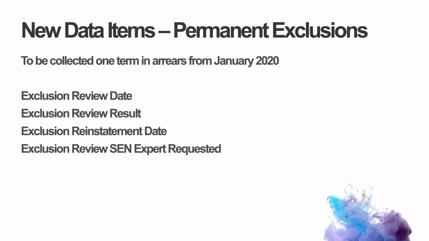New data items relate to permanent exclusions, so this is going to be collected one term in arrears from January 2020. Which means we need to start recording this information now. Once again, permanent exclusions only, and what we need to record is any review date, the outcome of the review, the date the pupil was reinstated to the school roll, and whether or not an SEN expert was asked to attend the Independent Review Panel's meeting.